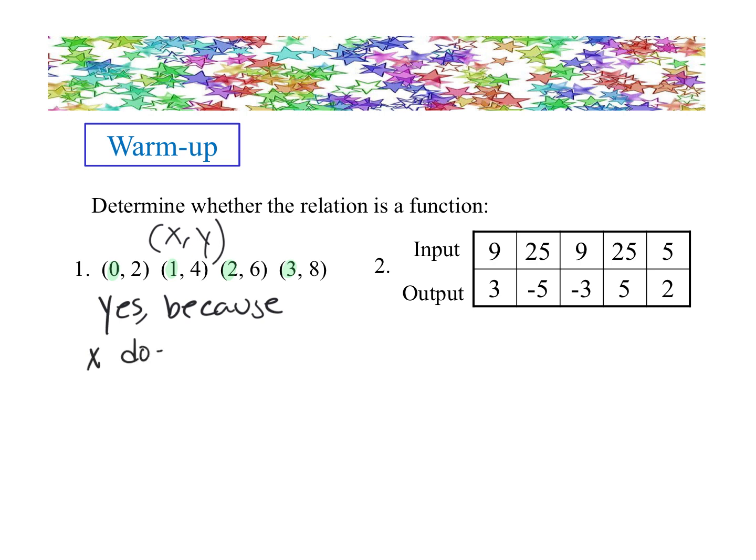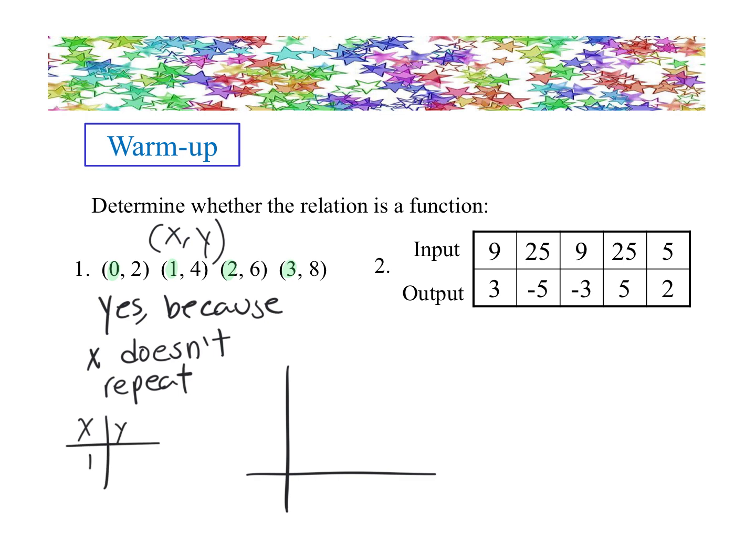Wait, what if y repeats? That doesn't matter. It's the x. So if y repeats, for example, going off that question, say you have an ordered pair or a graph that's (1, 3), (2, 3), (3, 3), (4, 3). So all of the y's are just 3. And you have this line just horizontal.